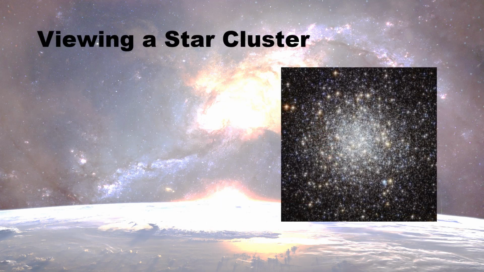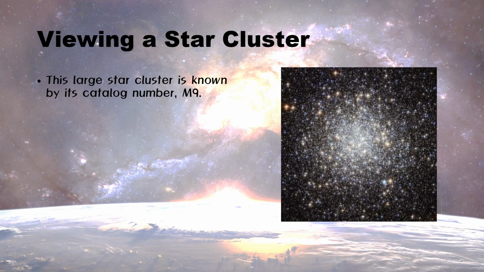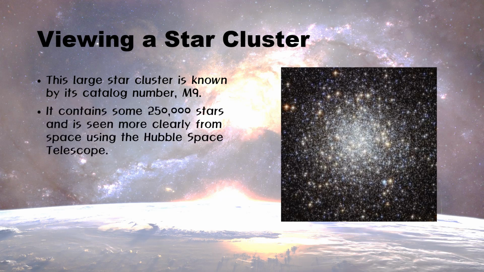So what does a star cluster actually look like? Well, here's an example of one of the largest star clusters that we know by its catalog number, M9. It contains some 250,000 stars, and is seen more clearly from space using the Hubble Space Telescope. In terms of distance from us, this is roughly 25,000 light years away. But again, you look at this, that's a lot of stars packed into one area.